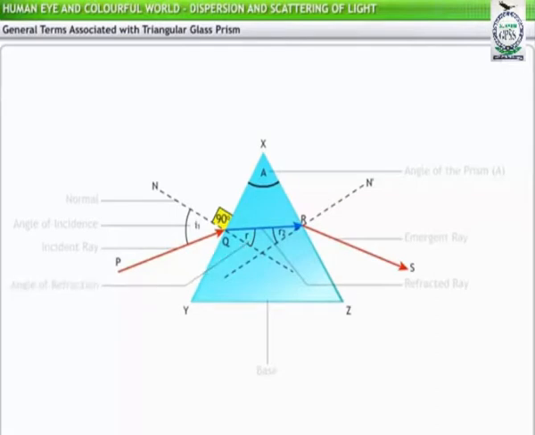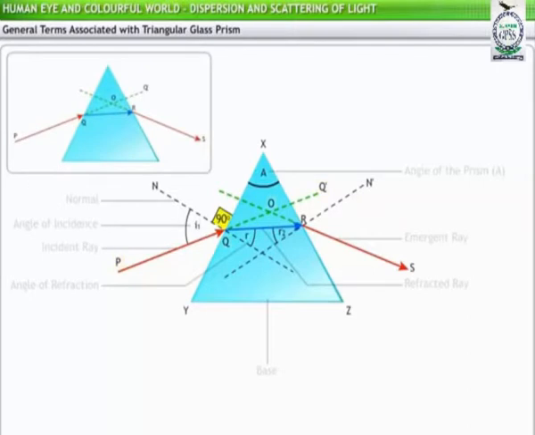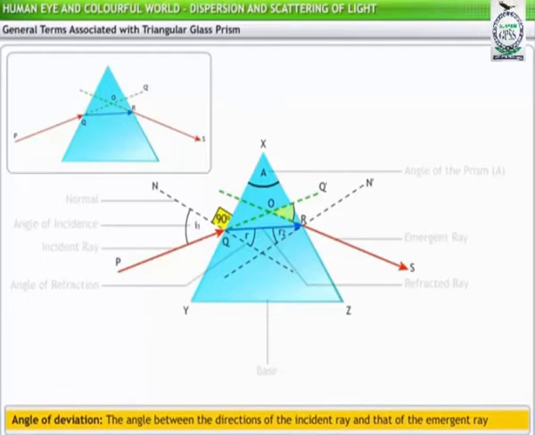In the absence of the glass prism, the incident light ray would follow the path PQ-OQ'. Due to the prism, the light ray emerges along the path ORS. Thus, the light ray deviates from its initial path. The angle between the directions of the incident ray and that of the emergent ray is called the angle of deviation and is represented by the Greek letter delta or the English letter d. Here, angle Q-OR is the angle of deviation.